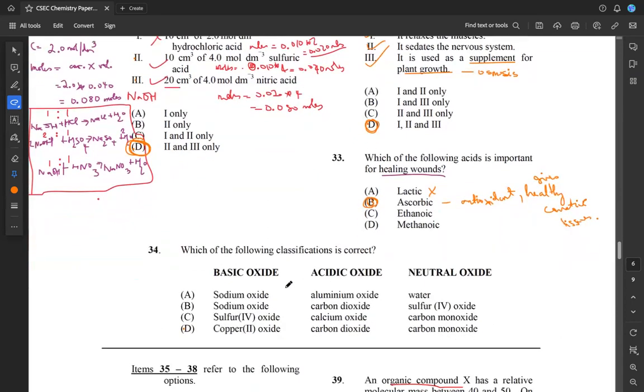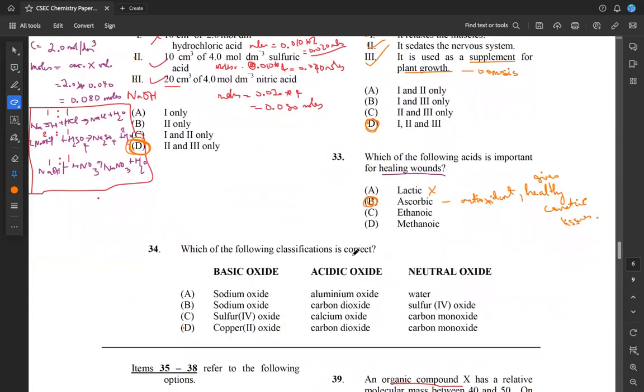So let's go on to 34 now. 34, so which of the following classifications is correct? All right, so we have a column that's basic oxide, and we have acidic oxide, and we have neutral oxide, right? So the oxides of metals are generally basic oxides. So this is correct and this is correct. And then also copper 2 oxide would be correct. It's in the right column, right? They're all basic oxides because they're oxides of metals, right?